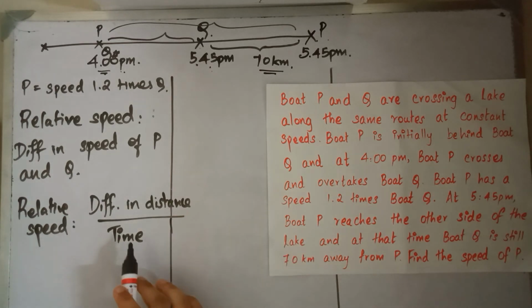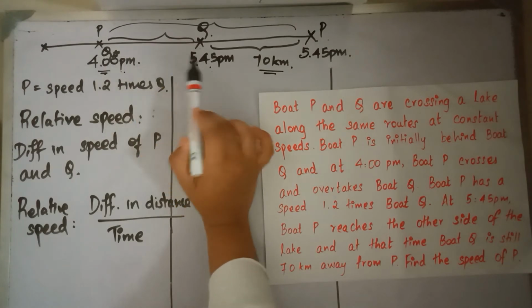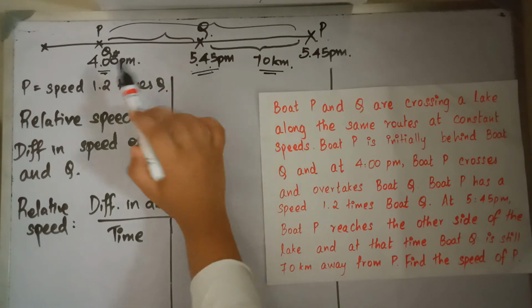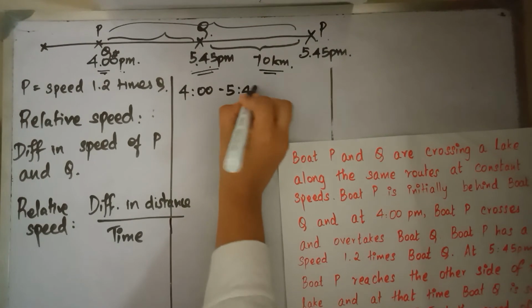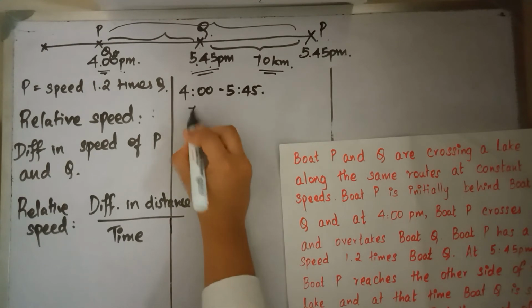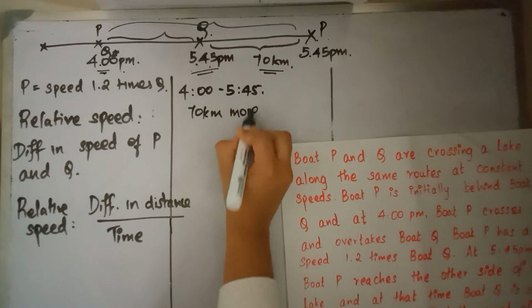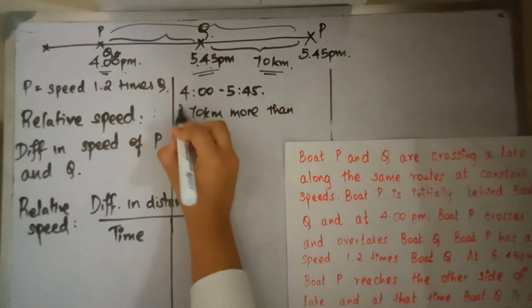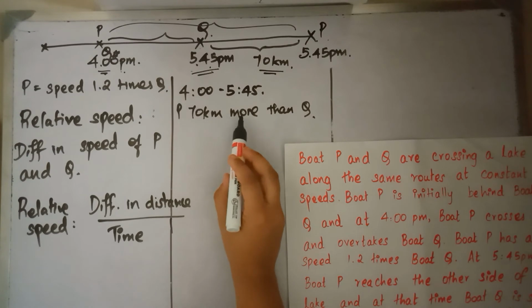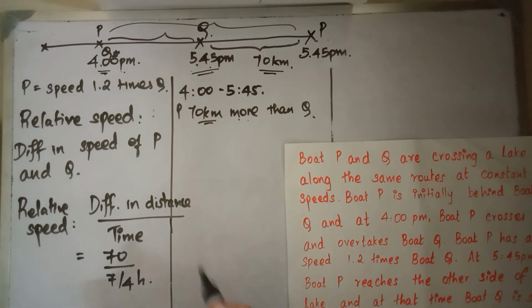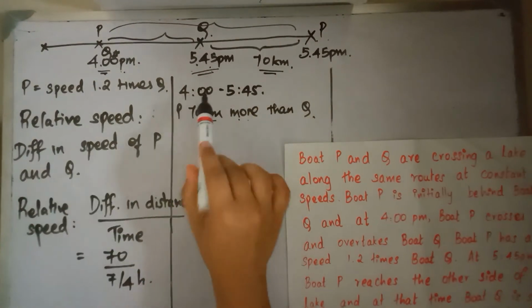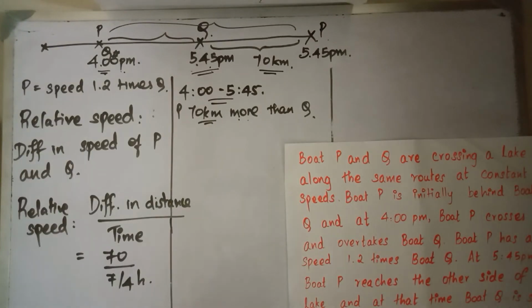So what is the difference in distance? At the same timing, 5:45, P has travelled, in this time interval 4 to 5:45, 70 kilometers more than Q. Right? So this will be the difference in distance, 70 kilometers. What about the time period? That is 7/4 hours, because this difference happens in 7/4 hours. 1 hour 45 minutes. Okay.